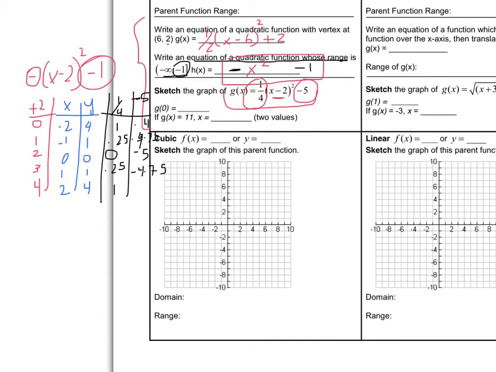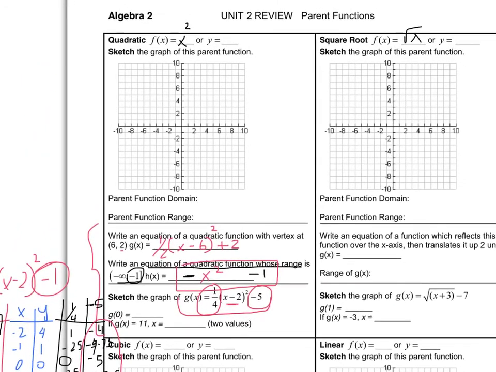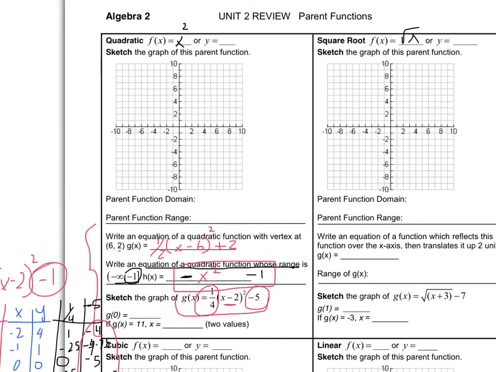And then negative 4. So this is going to be your new x, and this is going to be your new y. Your points are 0, negative 4, 1, negative 4.75, 2, negative 5, 3, negative 4.75, and 4, negative 4. Once you graph it, you're going to see that it shifted 2 to the right, 5 down, and is going to be a narrower function. You can sketch it on the same graph over here with the parent function.